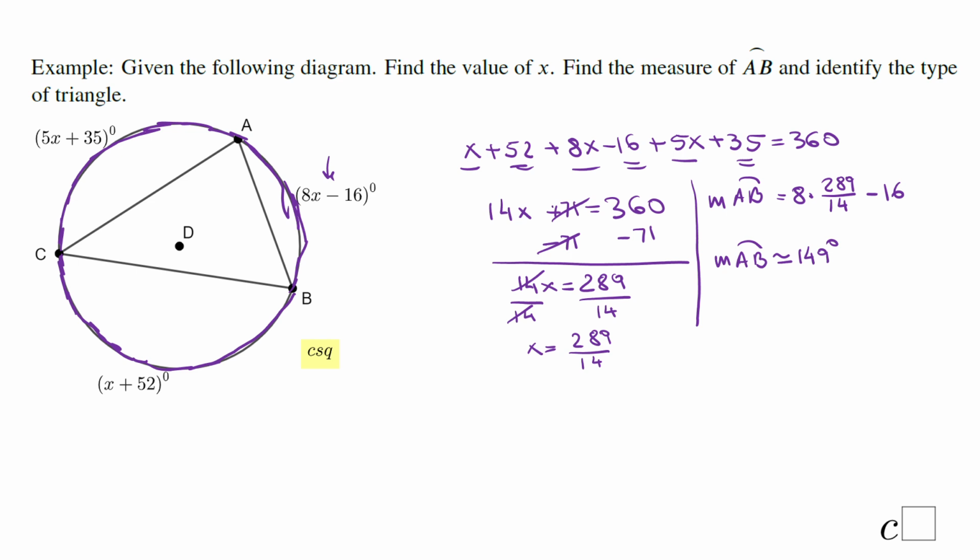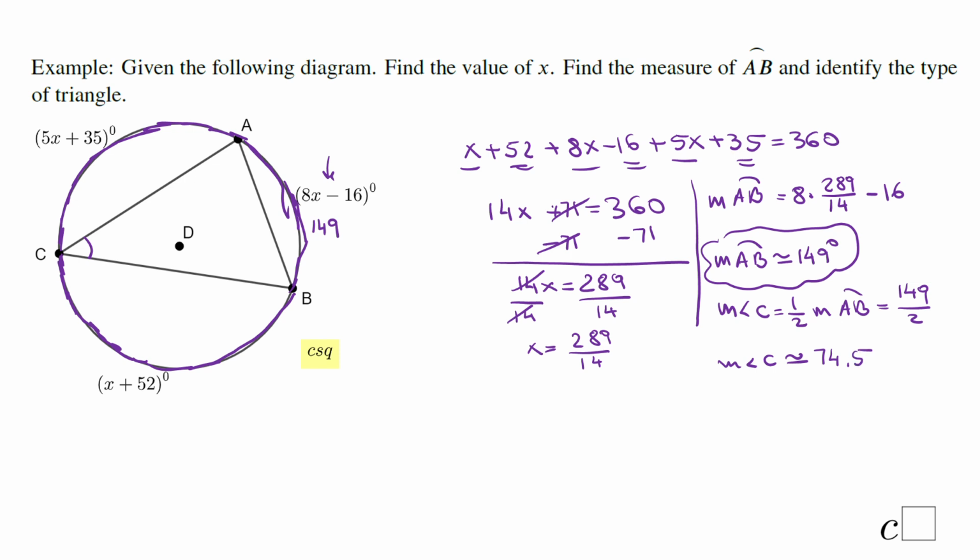And now on the second part, let's identify the type of the triangle. So now if this arc is 149, we can find this angle C just by dividing by 2, right? Let me do this here. The measure of angle C will be half of the measure of arc AB. So that will be that 149, that approximation, divided by 2. So the measure of angle C will be, let's do an approximation also here, 149 divided by 2, and it's 74.5.